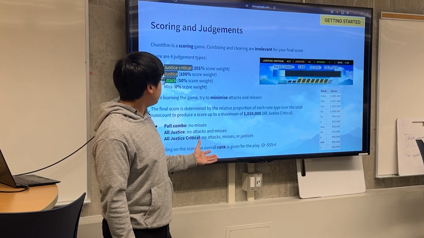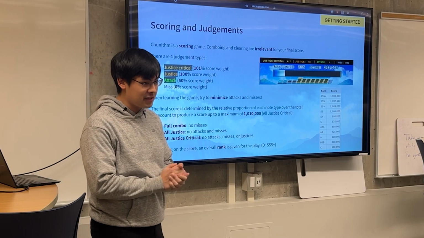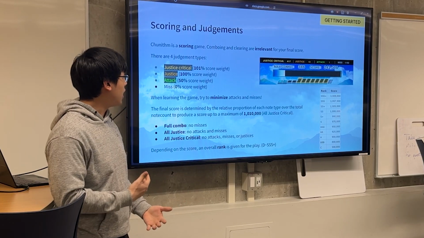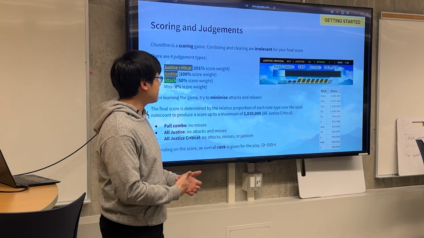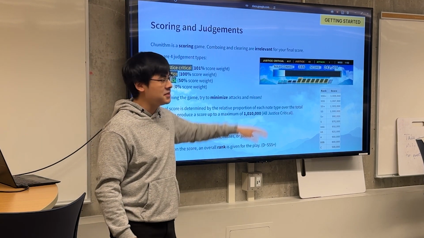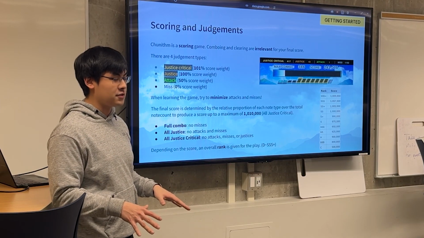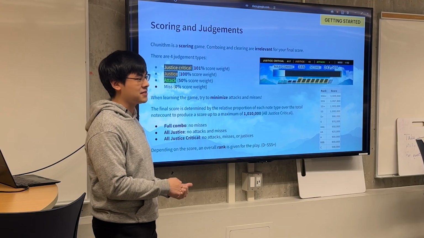So for scoring, Chunithm is a scoring game. Comboing does not really affect your final results, nor does clearing. Clearing is fake in this game. It is based off of this little step system, and it is really affected by what skill you choose, but that doesn't affect your final skill at all unless it kills you before you get to the end.